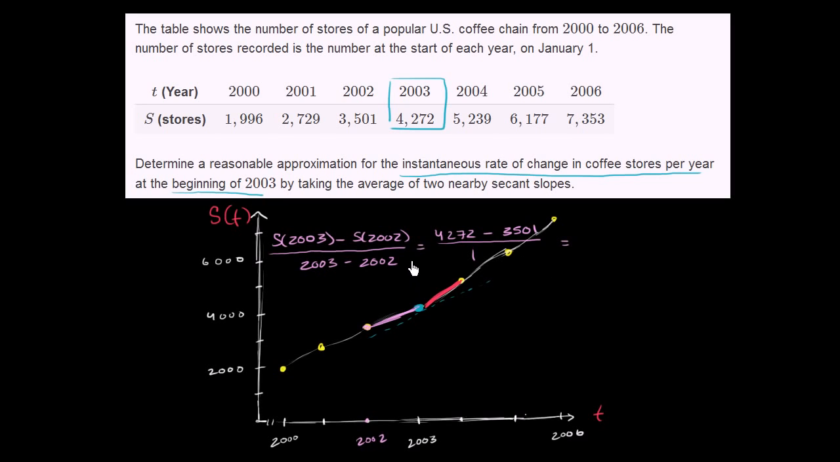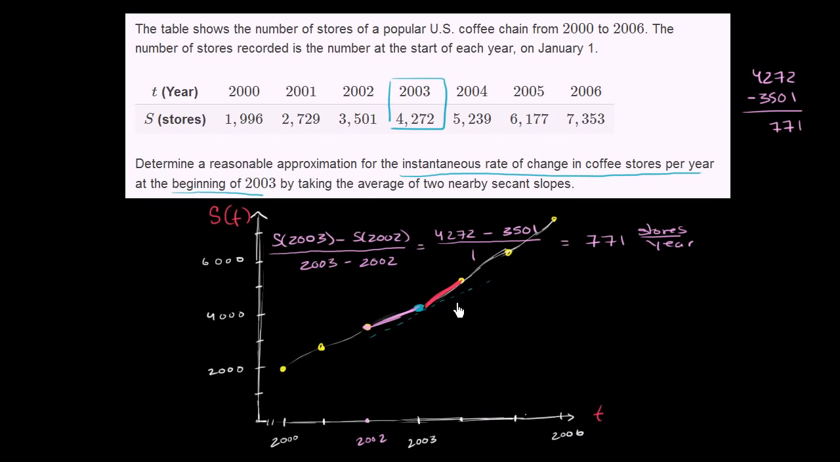So this is going to simplify to, let's see, I could do a little bit of math on the side here just so I don't make a careless mistake. Minus 3,501. 2 minus 1 is 1. 7 minus 0 is 7. 42 minus 35 is 7. So this is equal to 771. So their average rate of change from 2002 to 2003 was 771 stores per year. Now let's do the same thing for this red secant line between 2003 and 2004.